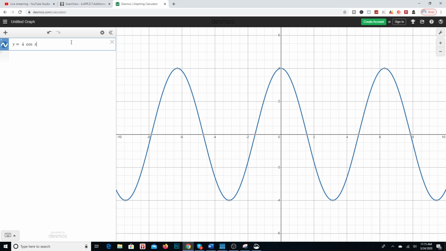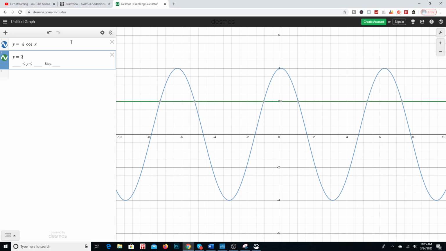So when we look at this, right, and then we're going to also graph y equals 2. So that's how the two things look. If you notice, the cosine curve started with an amplitude of 4. And they want to know, expressed in terms of pi, the interval for which 4 cosine x, which is the graph, is greater than or equal to 2.